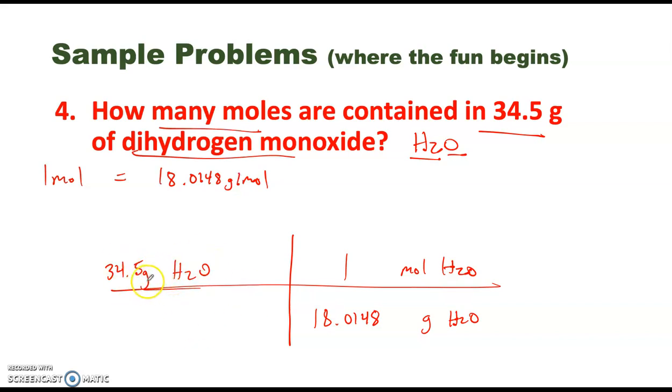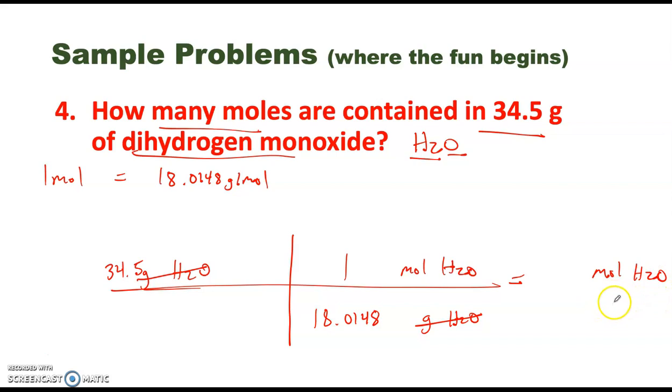Now, at this point, when you set up these ladders, you multiply across the top, divide anything that's on the bottom. So I take 34.5 times 1 divided by 18.0148, or just go this divided by this. And grams divided by grams cancels out, so I am left with moles of H2O as my units.